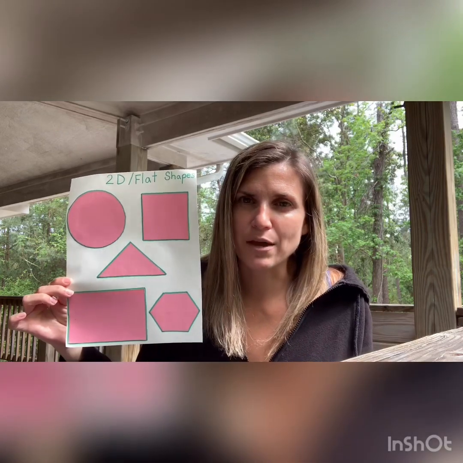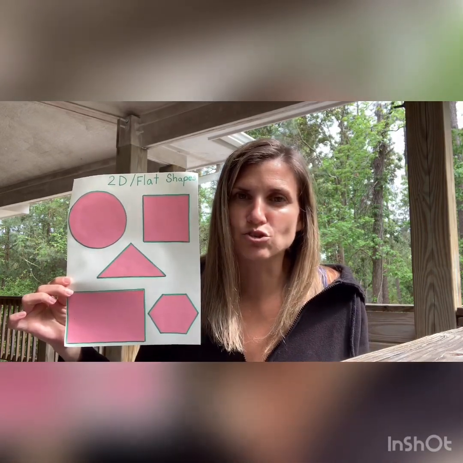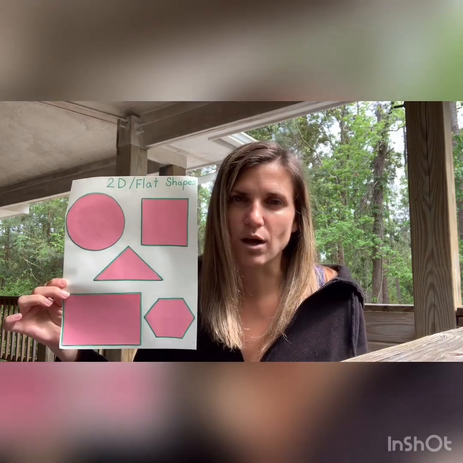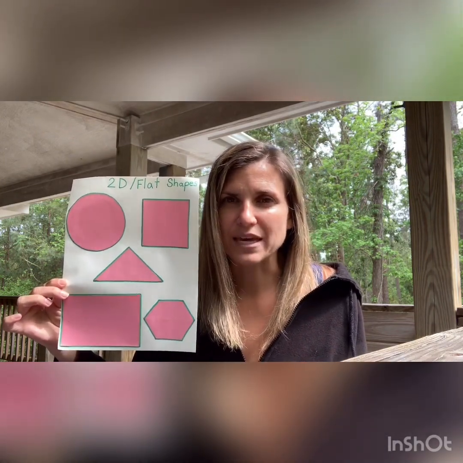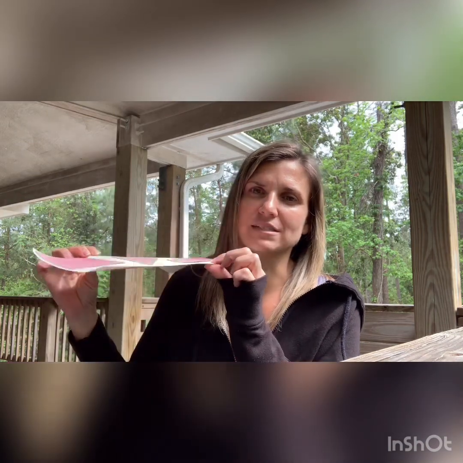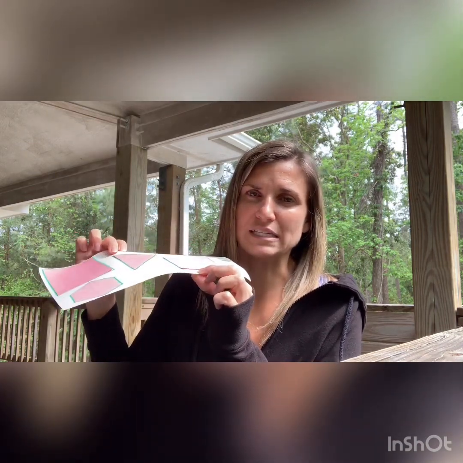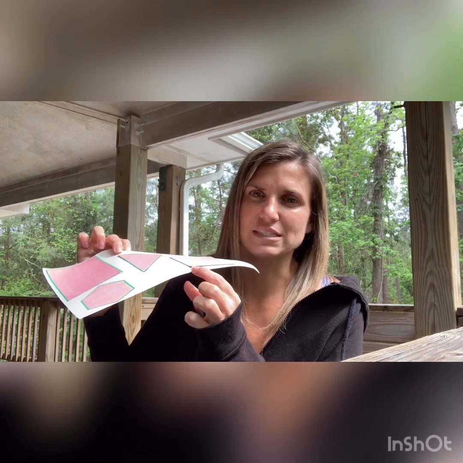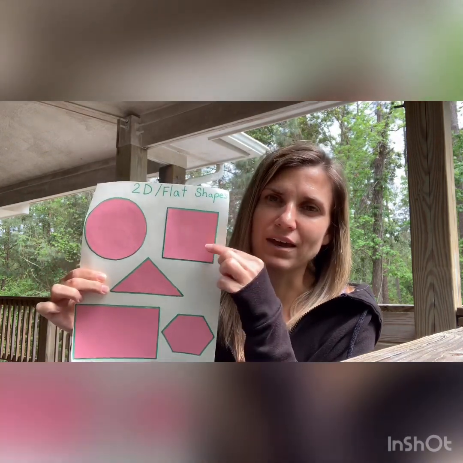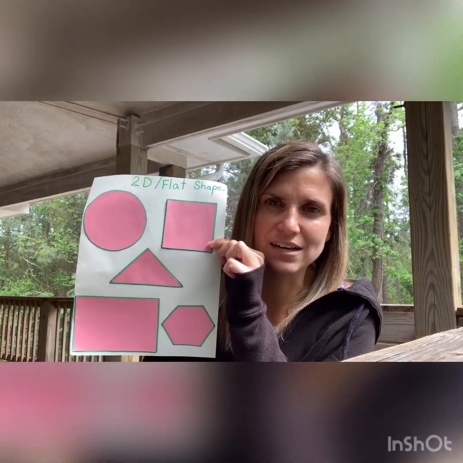So a 2D shape is a shape that is two-dimensional, 2D, and it's flat. So a lot of times we'll call them flat shapes. And all that means is that it has length and width. So when you look at these shapes, it's long and it's wide. If I was to hold it flat, you can see that this is the width and this is the length. So we have a square, a circle, a triangle, a rectangle, and a hexagon.